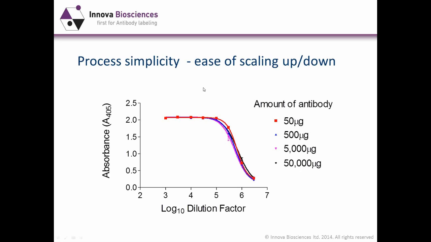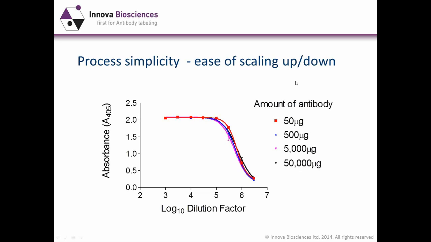Again, the simplicity allows ease of scaling up or scaling down. So here we have conjugations at 4 scales: 50 micrograms, 500, 5 mgs, 50 mgs. The performance is exactly the same. This is because there's one step. It's always the same process. There's no variability.